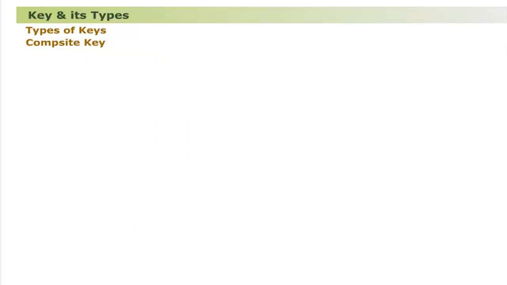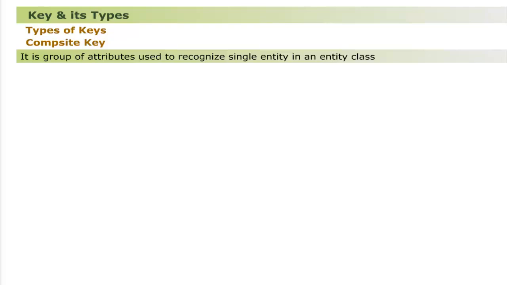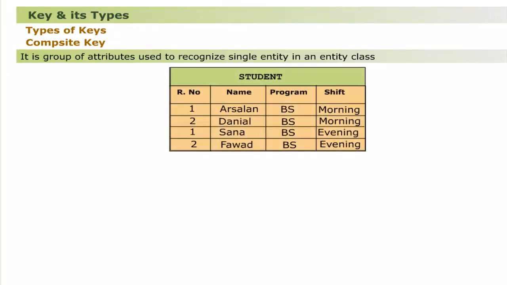Composite key. It is a group of attributes used to recognize a single entity in an entity class. Thus, a composite key is basically a primary key composed of more than one attribute. For example, consider the entity class student as shown. In this example, any of the attributes cannot be used as primary key as duplication exists, which is not allowed in case of primary key. Combining different attributes whose collective value shall recognize the single entity in an entity class can solve this problem, such as roll number plus shift recognize single entity in entity class student.